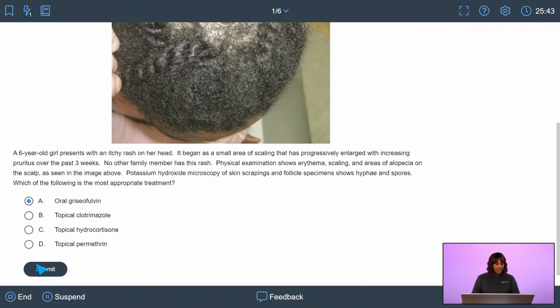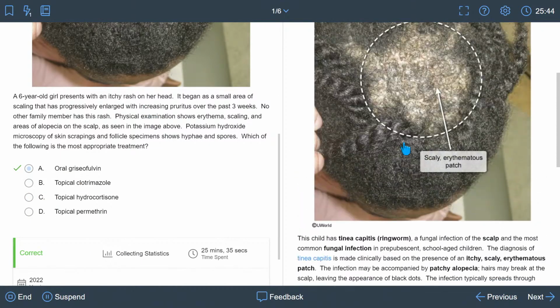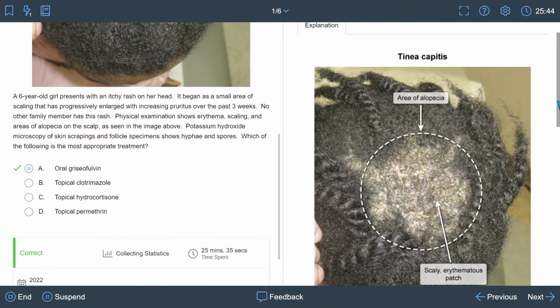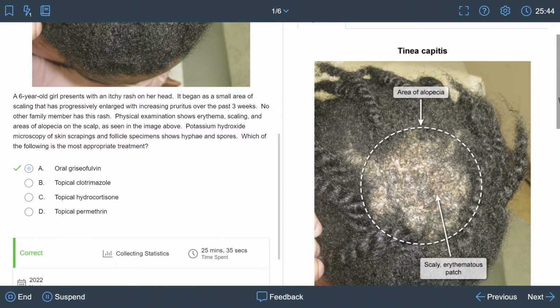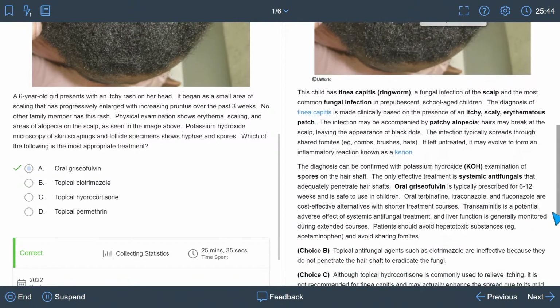The answer for this question is A, oral griseofulvin. Now, looking over at the explanation, we're going to review those UWorld philosophy for knowledge retention. So the first thing you're going to see is some sort of image, whether it be a chart, a graph, a photograph. Today we have an actual image. So Tinea Capitis is what we see in this photo. And on our labeled image, you see there is an area of alopecia and scaly erythematous patch in the center of this patient's scalp.